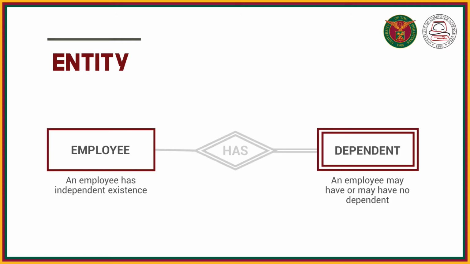In this example, we have two entities. We have employee and dependent. As you may notice, employee is enclosed in a single rectangle, which means it has an independent existence, thus this is a strong entity. And we have here the dependent enclosed in double rectangles, meaning that the existence of dependent depends on the employee. Since may mga employee na merong dependent and may mga employee na walang dependent, yung existence ni dependent, which is a weak entity, depends on the particular employee.